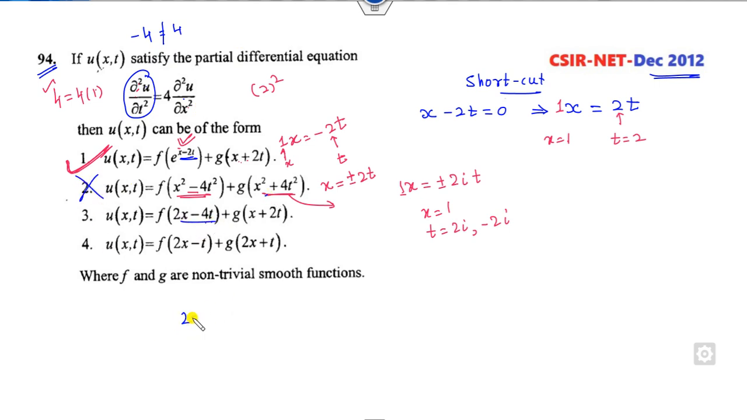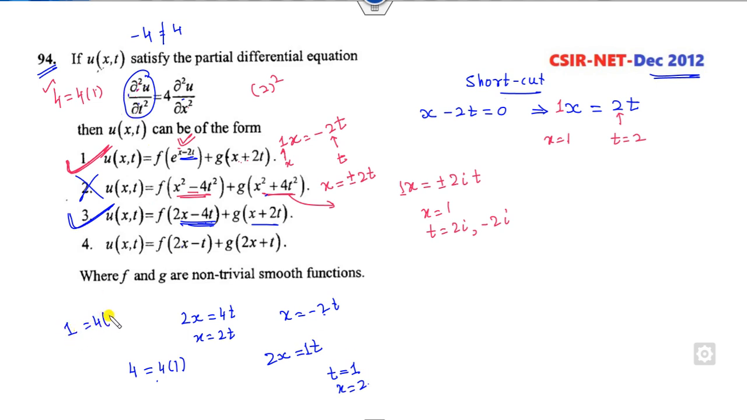Look at this one. When you substitute this as 0, or you can say x is equal to 2t, I can substitute t as 2, and it is satisfied. For this one, it is minus 2t, again satisfied, 4 is equal to 4, so this option is correct. Here you can see x is equal to this, so I can substitute t as 1 and x as 2, so this value is 1 and this is 4 times 4, which is not equal. So the right answer is that A and C are the correct options.